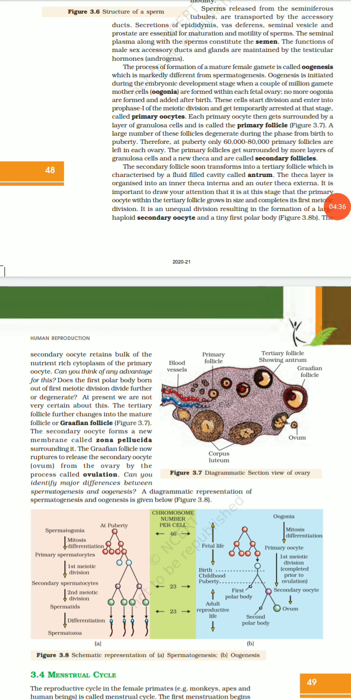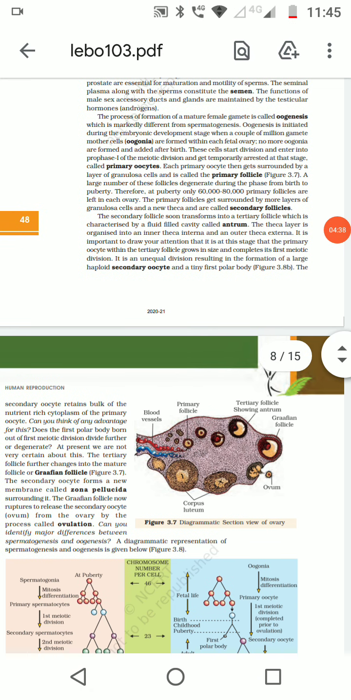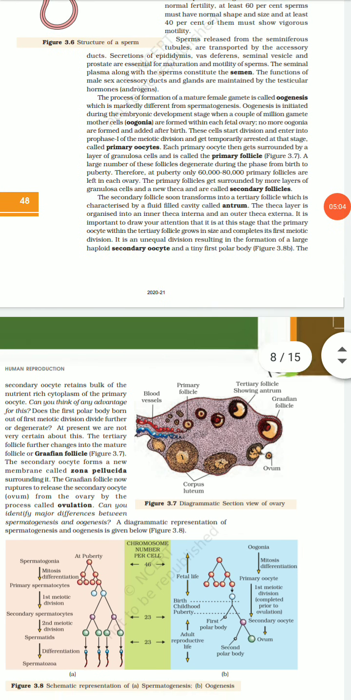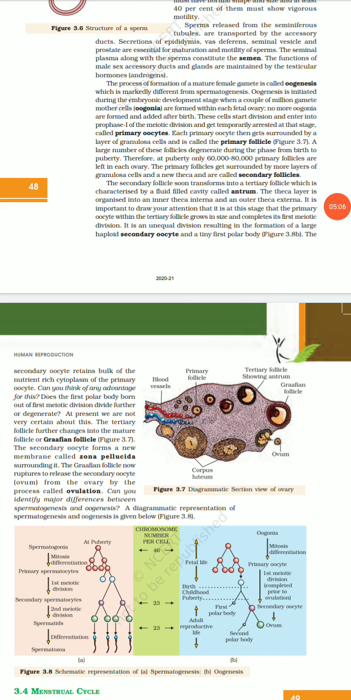Oogenesis is initiated during embryonic development, when the mother cells, the oogonia, are formed within each fetal ovary. No more oogonia are going to be formed after birth. Okay, so now these will enter prophase 1 of the meiotic division and get arrested there. Then there is the formation of the primary oocyte.